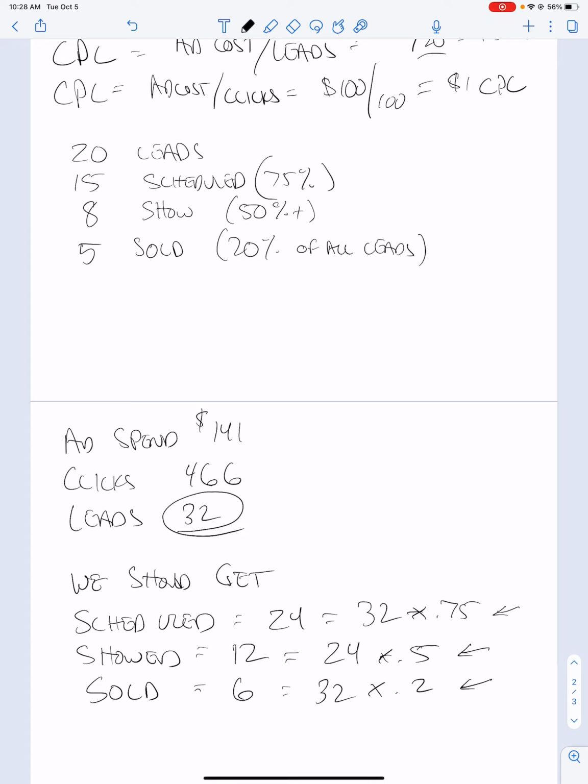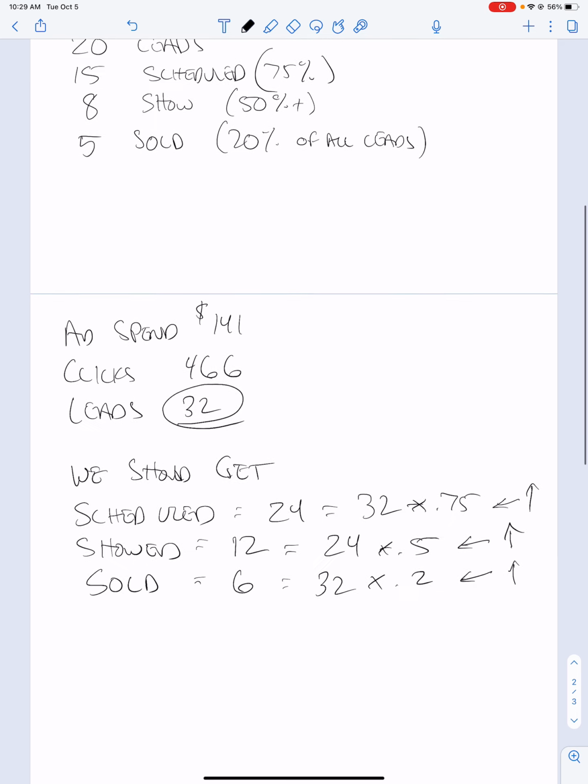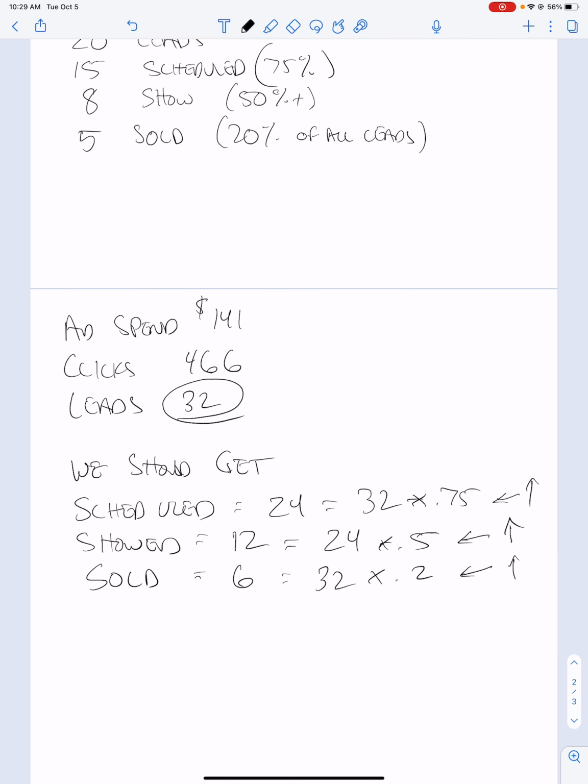Say we only get 10 to show, but we still sign up 6. Then our show rate was lower than it should have been, and we should increase our lead nurture to get more people to show up. If we got less than 24 scheduled, we need to reach out faster and more aggressively to get them scheduled as soon as possible from when they come in, because if this is lower, we didn't connect with them fast enough and they cooled off. Same with sold. If this is lower than 6 but we had 12 show up, then our sales process needs to be monitored. Maybe it wasn't delivered properly.